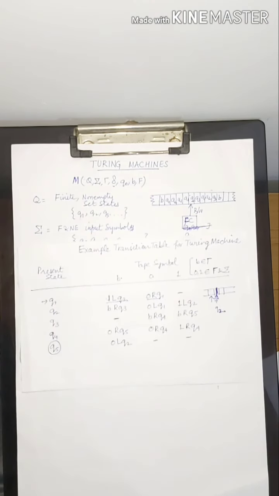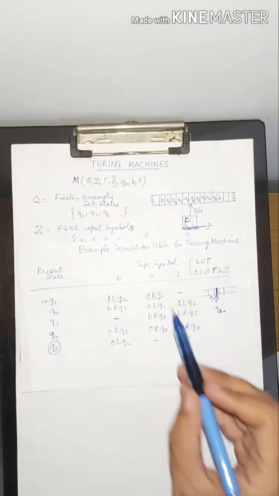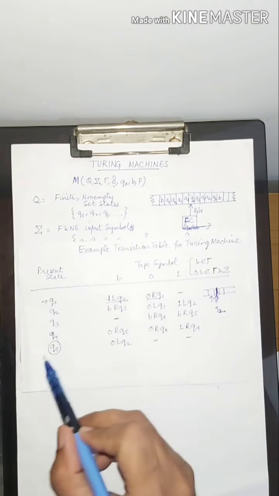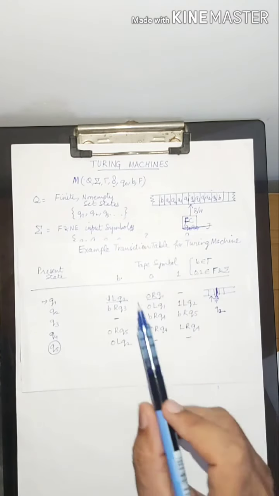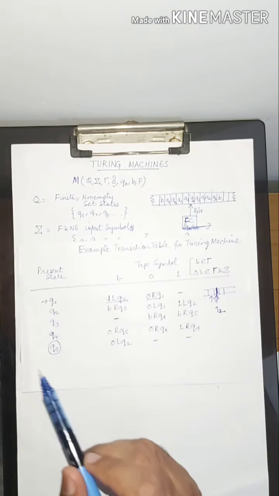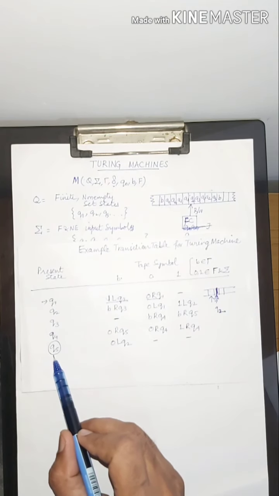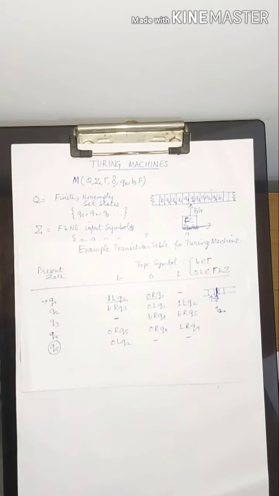Let's take this transition table, which in turn describes the Turing machine completely. The set of states is given here. Sigma, the second component of the Turing machine, contains 0 and 1. Tau is 0, 1 and B. Delta is the table itself. The initial state is Q1. The special symbol is B. And the set of final states contains just one final state, that is Q5.